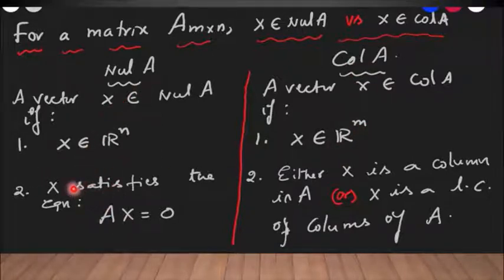Now what is the second condition? For null A, x satisfies the equation Ax equals 0. So whatever the vector is, when you multiply it with A, it should give you 0. Whereas for column A, this vector x is either a column of A or a linear combination of columns of A. So these are the comparative points when you are given a vector and asked to check whether that vector is in null A or in column A.